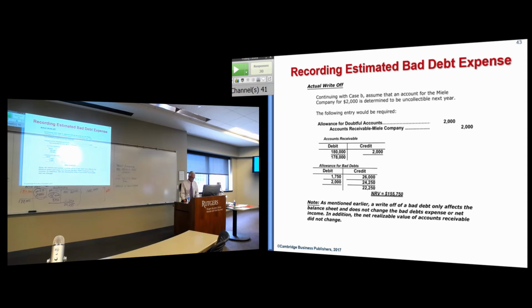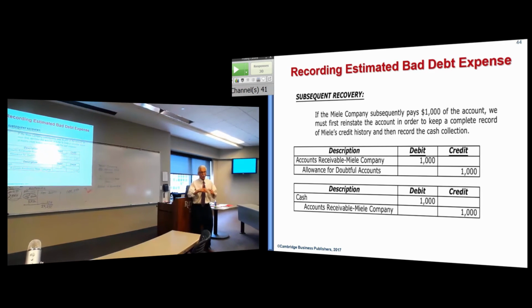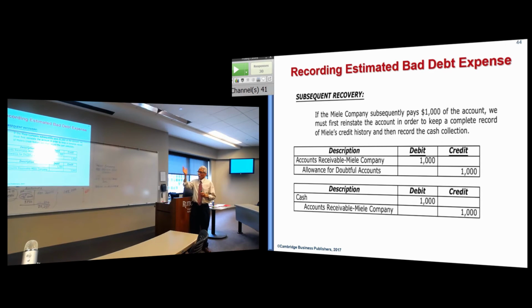All right. Now, one thing we didn't do yet is a recovery, if an account is ever recovered. So let's say you write somebody's account off, $2,000. To give you a perfect example, this company's account was sent to an attorney for collection, $2,000, so we write it off. The attorney is able to collect half. So what do we do? The first thing we do is we reinstate the account and restore the allowance.